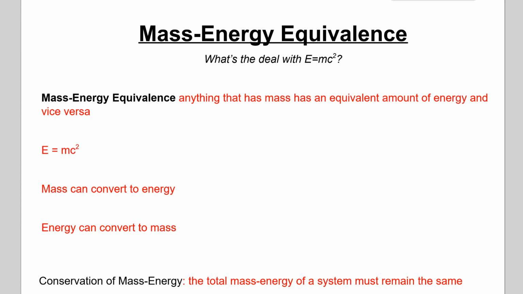Mass energy equivalence tells us that anything that has mass has an equivalent amount of energy and vice versa. This gives us the famous Albert Einstein equation E equals mc squared. In other words, mass can convert to energy and energy can convert to mass. You guys learned this last year in Regents Physics.